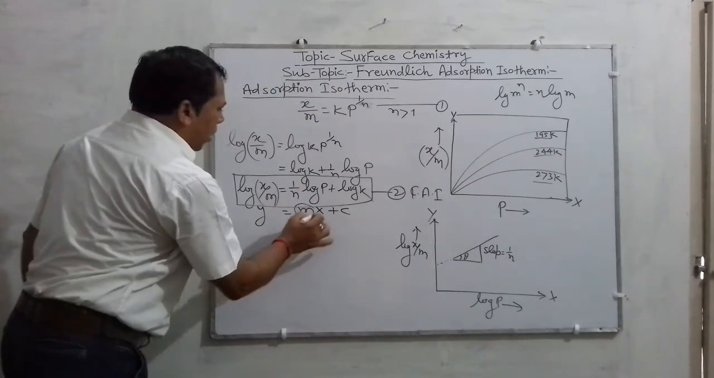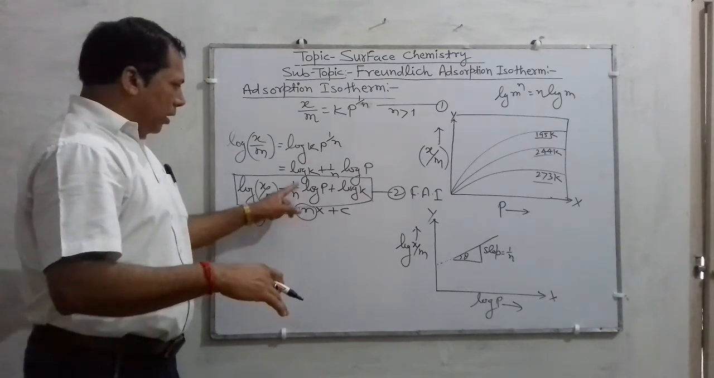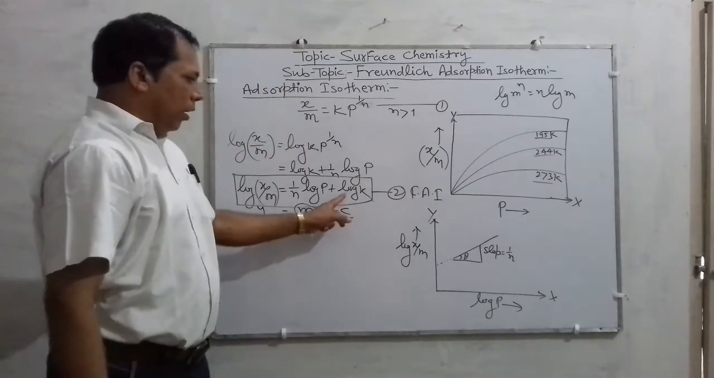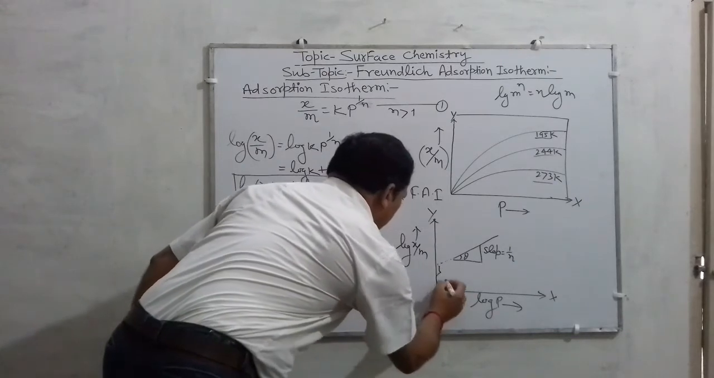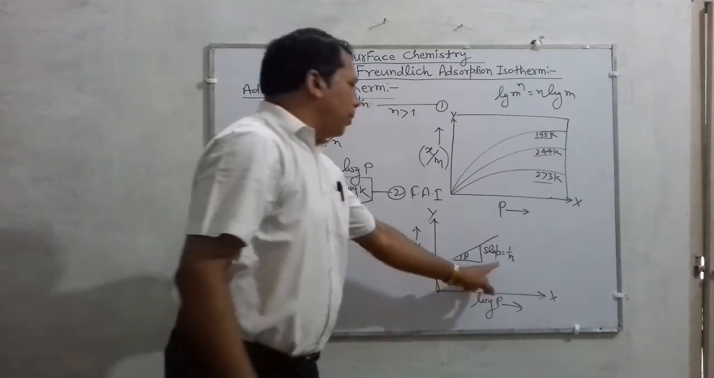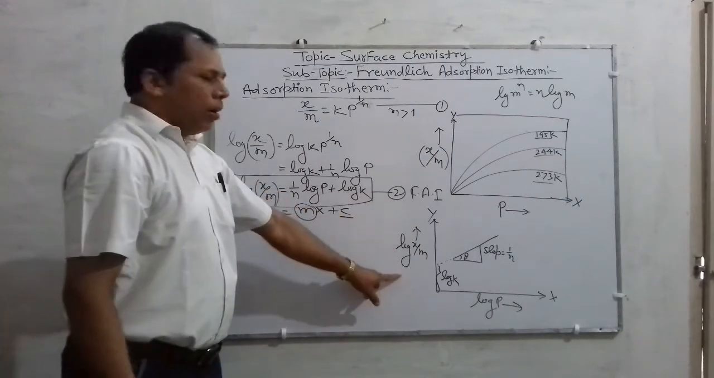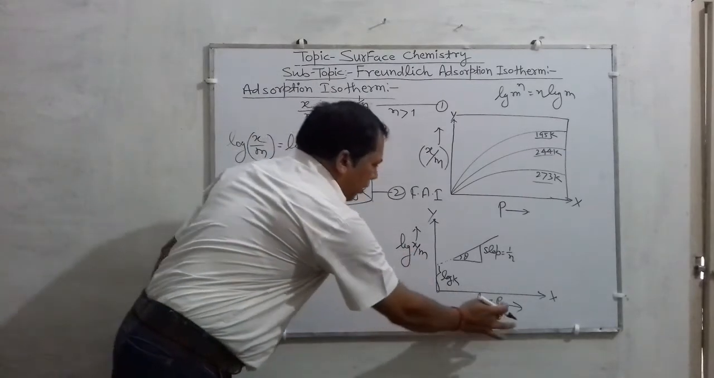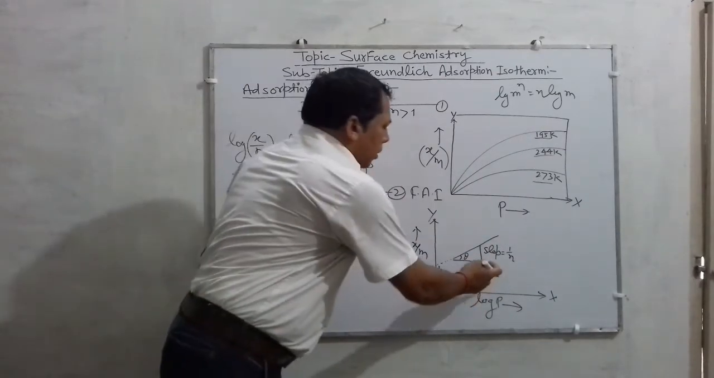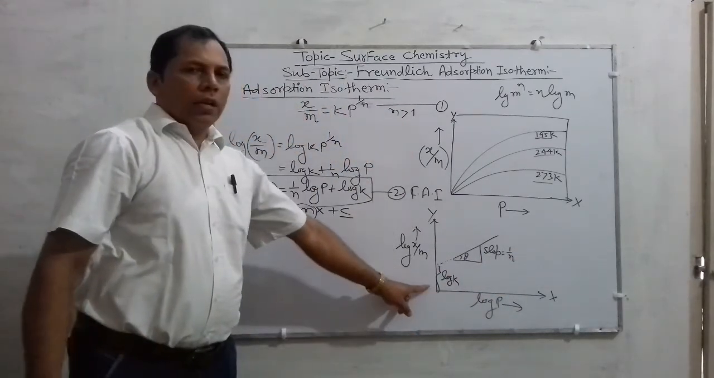So this straight line provides the slope 1 by n. Why? m is a slope, m is tan theta, m is the gradient. So m is 1 upon n. And c, you know, is the intercept. So the intercept value is log k. This, children, which is coming, is the intercept. The intercept will be log k, and the slope is 1 upon n. So from this equation 2, if we plot log x by m versus log p, a straight line comes, giving slope 1 by n and intercept log k.